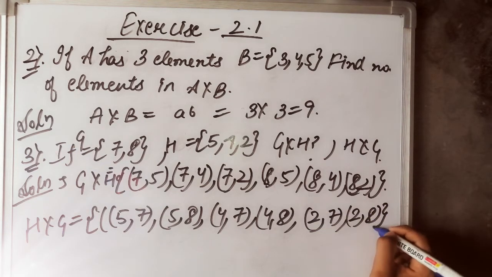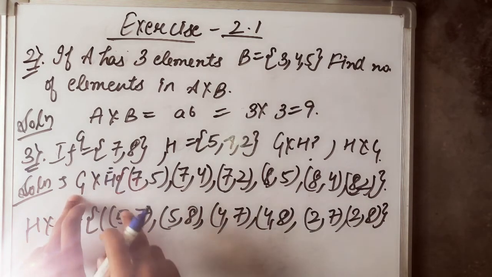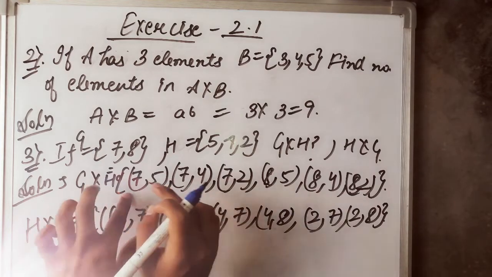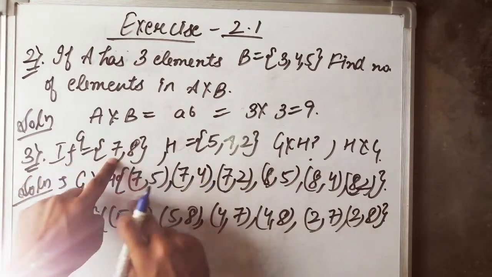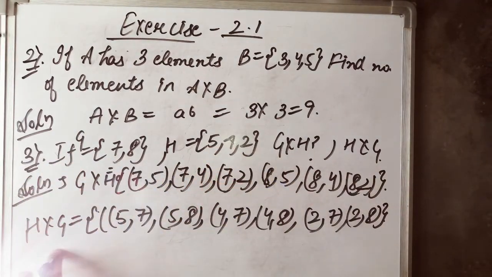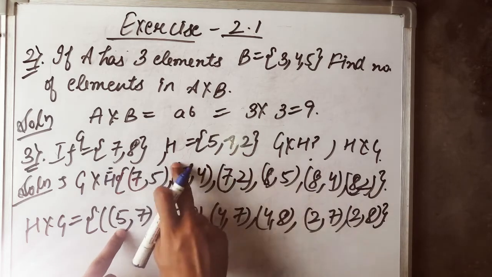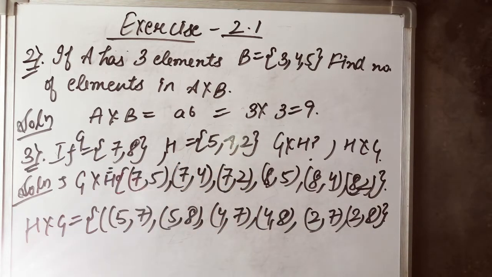Okay, we have found G cross H and H cross G. In G cross H, first we took the elements of G and then the elements of H. Look here, 7 from G and 5 from H. And same here, 5 from H and 7 from this G set. Okay, pause the video to note it down.